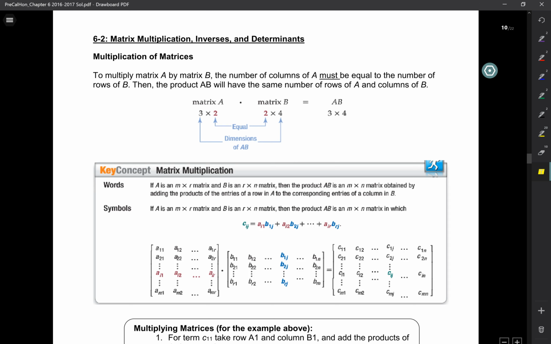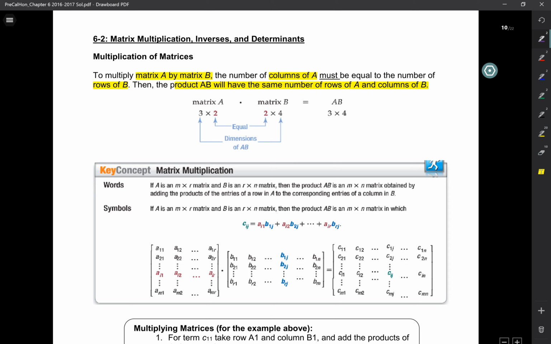So to multiply a matrix A by a matrix B, what needs to happen is the number of columns of A must be equal to the number of rows of B. So columns of A, rows of B. Then the product will have the same number of rows of A and columns of B. Okay, what does all that mean? Well, here's what it means.